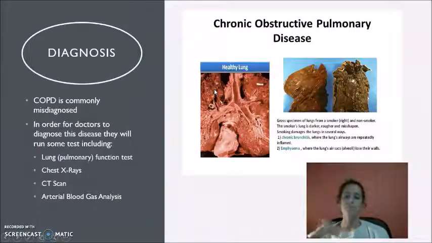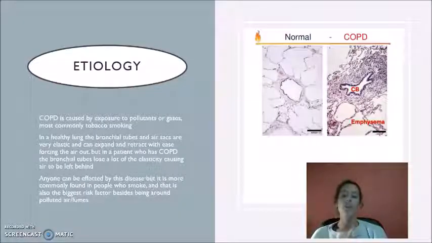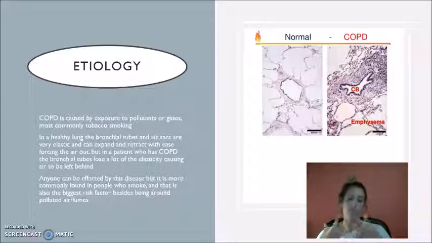In a healthy lung, the bronchial tubes and air sacs are very elastic. This helps with expanding and contracting when you're breathing, and it helps with oxygen and pushing the air through your body. Now, with COPD, the bronchial tubes and air sacs start losing their elasticity, and this causes the lungs to not be able to expand properly like they would in a person with healthy lungs. This causes air to get trapped within those air sacs and be left behind.